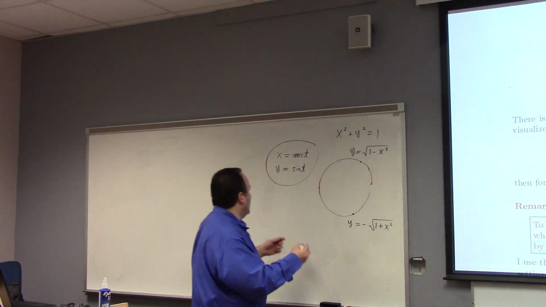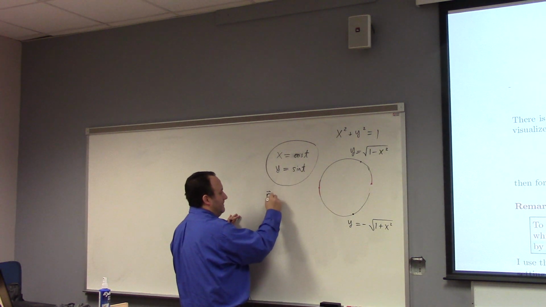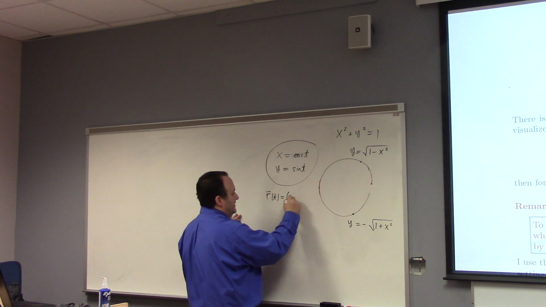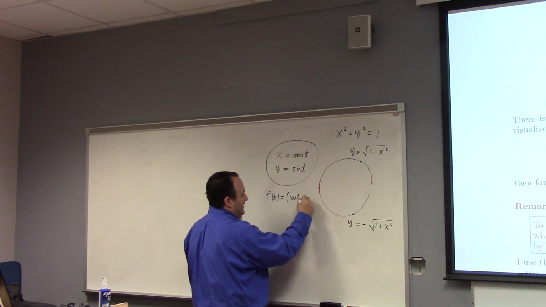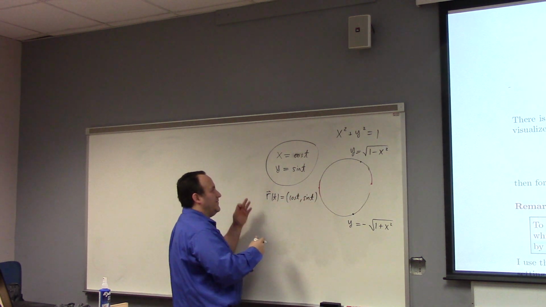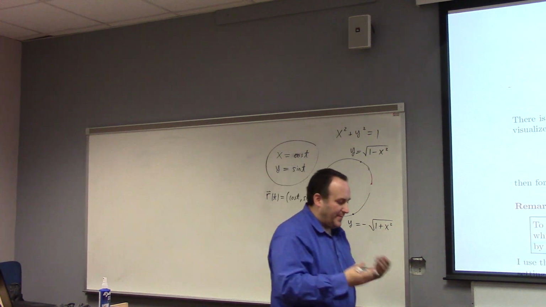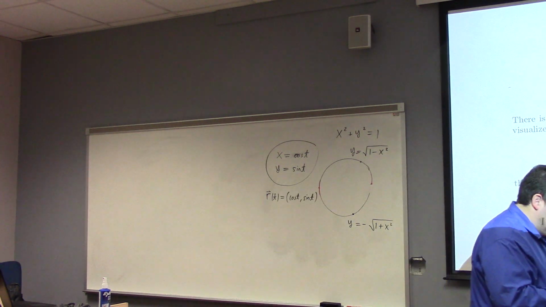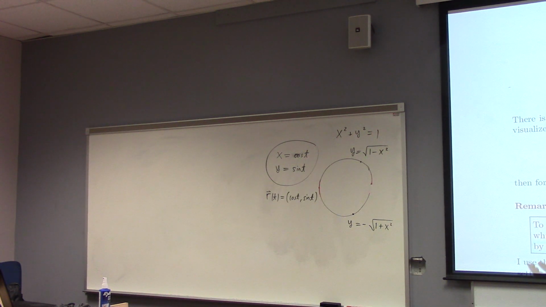In physics, I will always do it like this: r of t equals cosine t, sine t. The reason I do that is because the cosine and sine are not really as much equations as they are a mapping, okay? That's the truth. You're mapping the real line and gluing it around a circle over and over and over again.